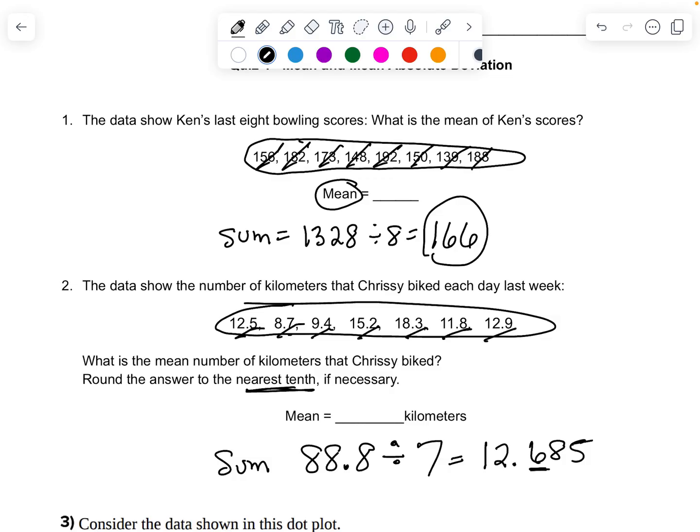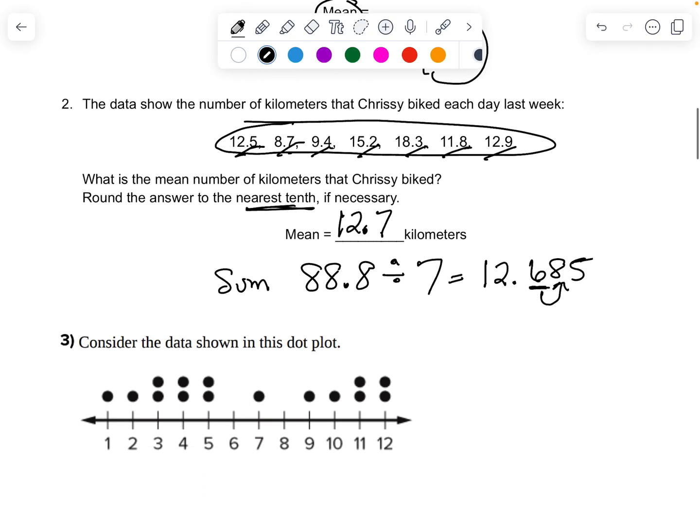So our tenth position is the 6. To round, you look right next door. Your bossy neighbor, if they're a 5 or above, it says give that tenth a shove, and they are. So our mean is going to be 12 and 7/10 rounded to the nearest tenth. So remember, for mean, the sum of all the data divided by the number of pieces of data.